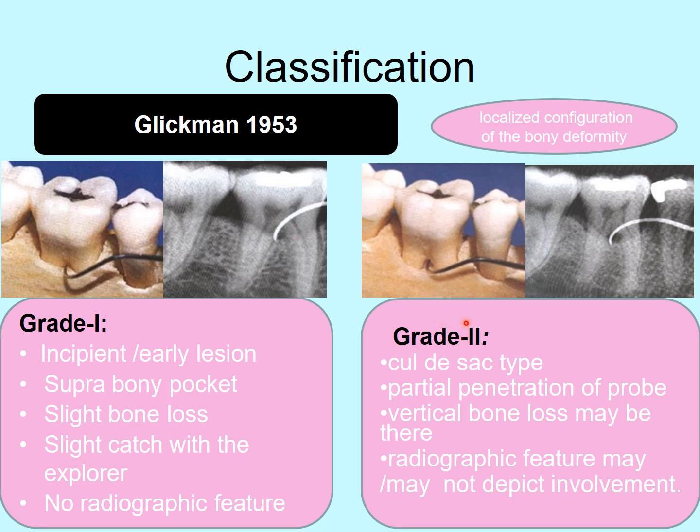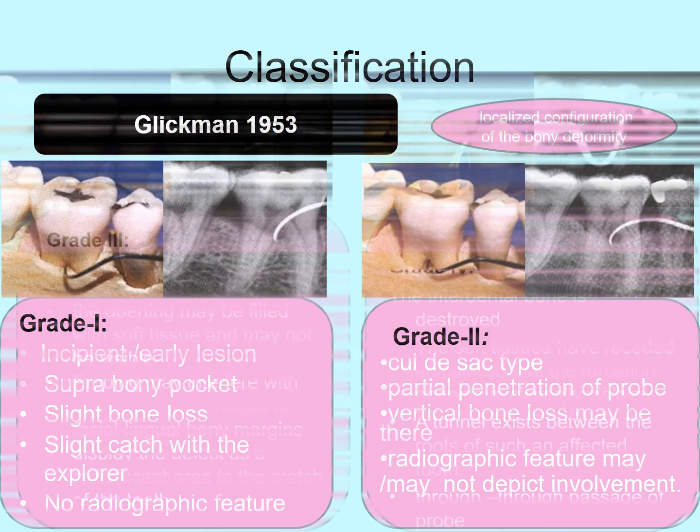Coming to grade 2, there is a little more extension. It is called the cul-de-sac type, because one side is open and the other side is closed. The extension will be different. It allows partial penetration of the periodontal probe, and usually you can see vertical bone loss. Radiographic features may or may not depict involvement. That is grade 2.